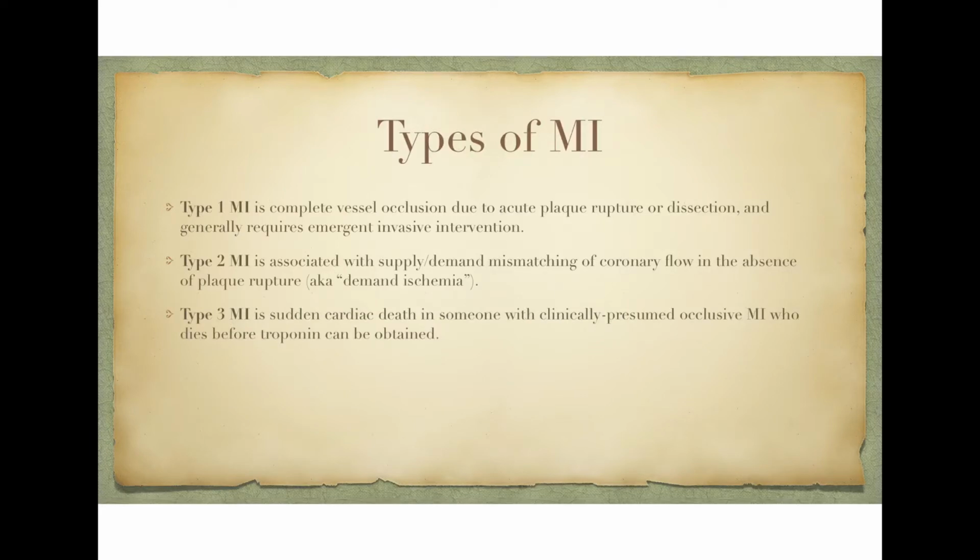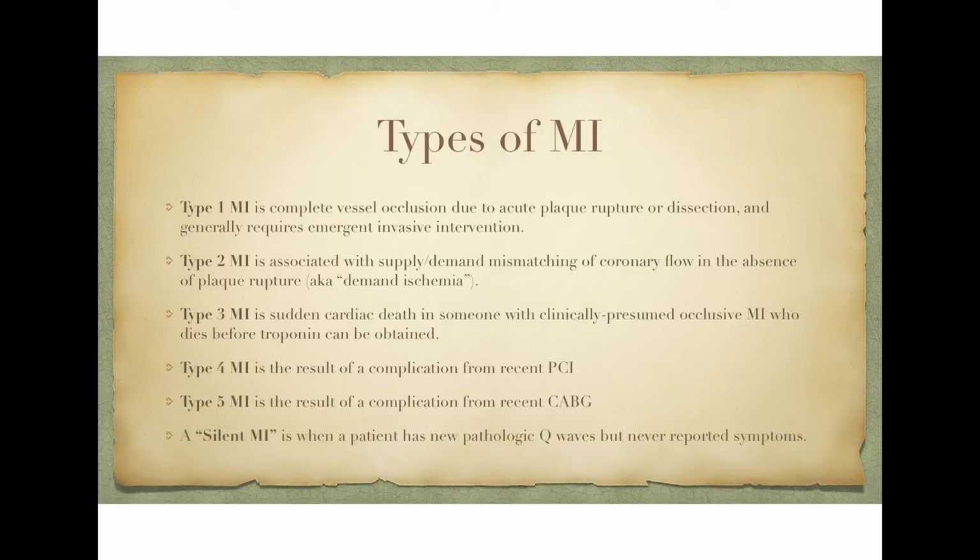A type 3 MI is not something that we usually see in the hospital. This is someone who usually died outside of the hospital after they had a suspected myocardial infarction and never actually made it in time to get their labs checked. Type 4 and 5 MIs are procedural complications. So type 4 MI is an MI that occurred in the context of a recent percutaneous intervention, or PCI, which we'll talk about later. And type 5 MI is in the context of a recent coronary artery bypass, or CABG.